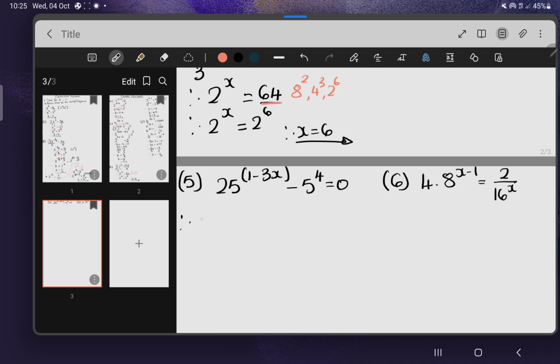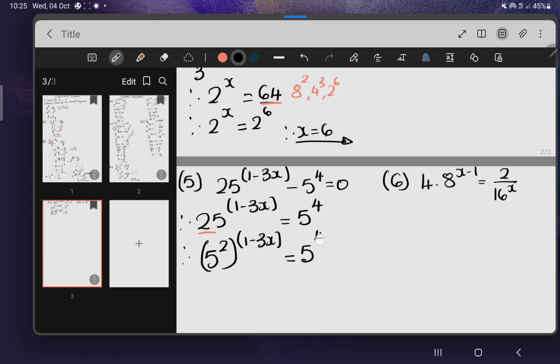So what we'll be doing is to take 5 to the other side. So that will be 25, then 1 minus 3x is equal to 5 to the power of 4. Then from there we're going to change 25 in terms of 5. How do we change it in terms of 5? That will be 5 squared. Then you have 1 minus 3x, and that is the same as 5 to the power of 4.